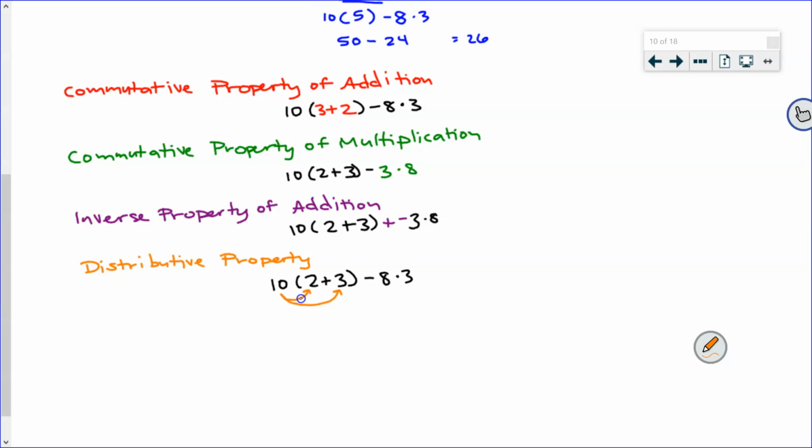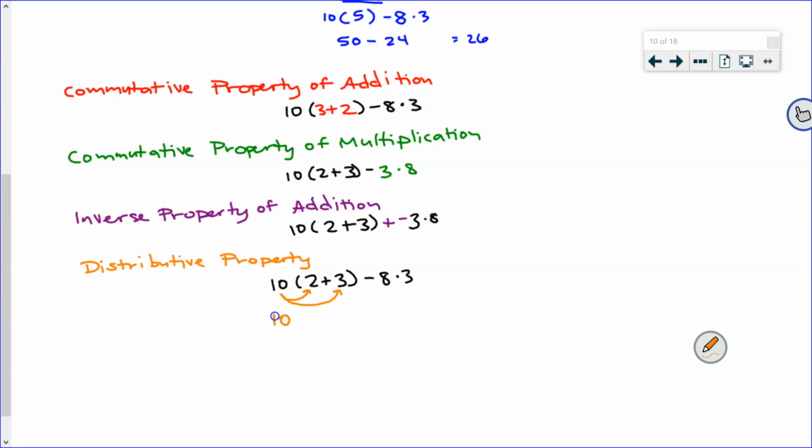It gets soggy. And so when we make peanut butter and jelly sandwiches, it's best if we put peanut butter on both slices of bread. We're distributing the peanut butter to this bread and distributing the peanut butter to this bread. So what that really means is we're not just multiplying the 10 and 2, we're multiplying the 10 and 2 and the 10 and the 3.